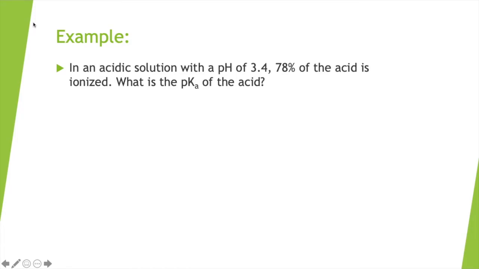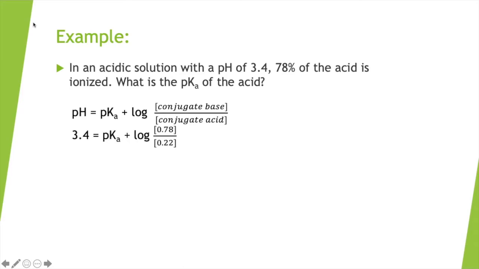In an acidic solution with a pH of 3.4, 78% of the acid is ionized. So what is the pKa of the acid? First, we can write the equation. And we can input the numbers into the equation. So it would be 3.4 is equal to pKa plus 0.55, and the answer is 2.85.